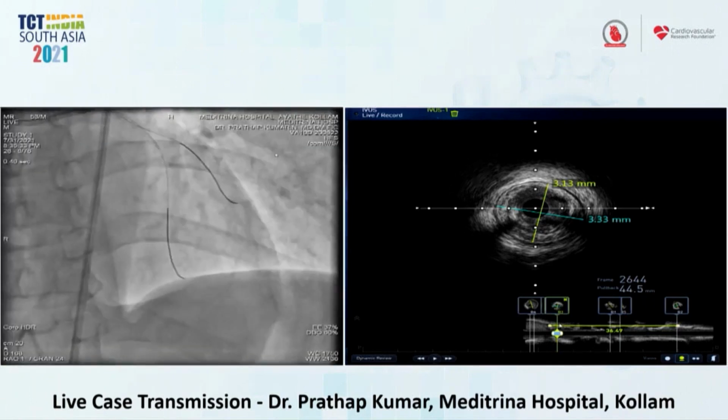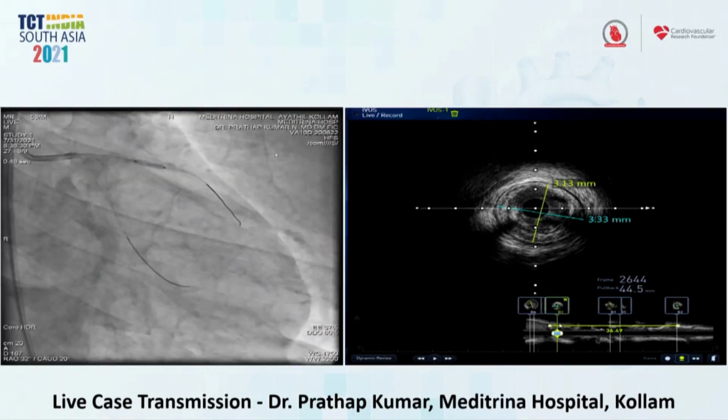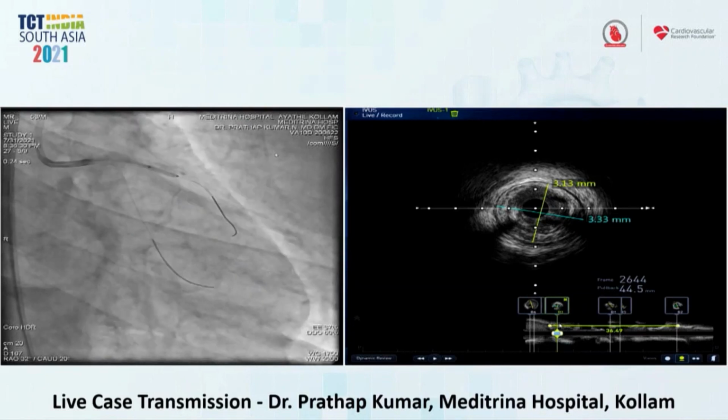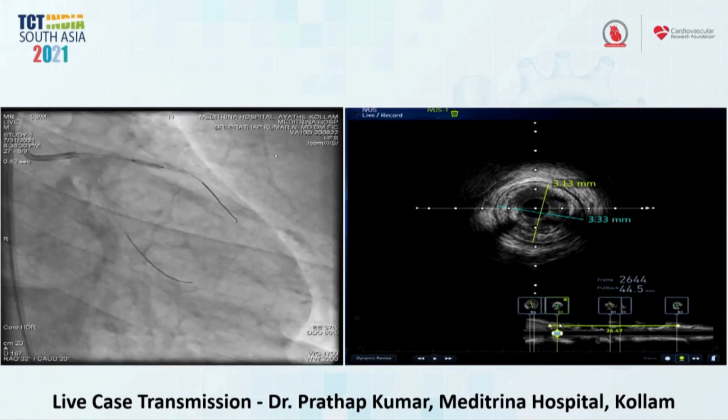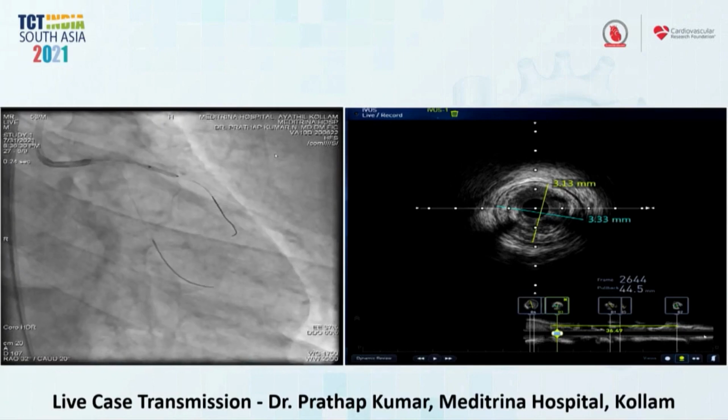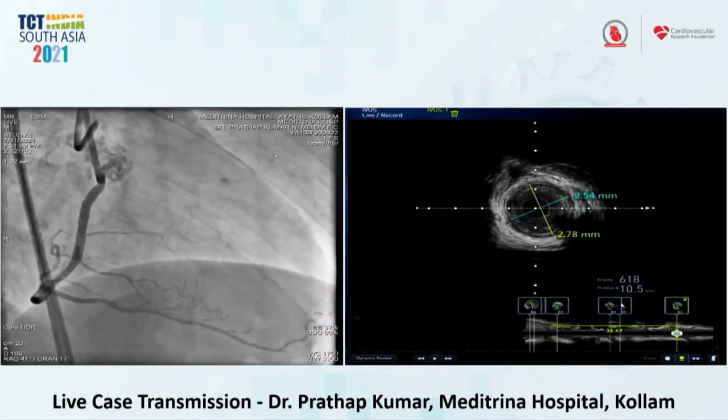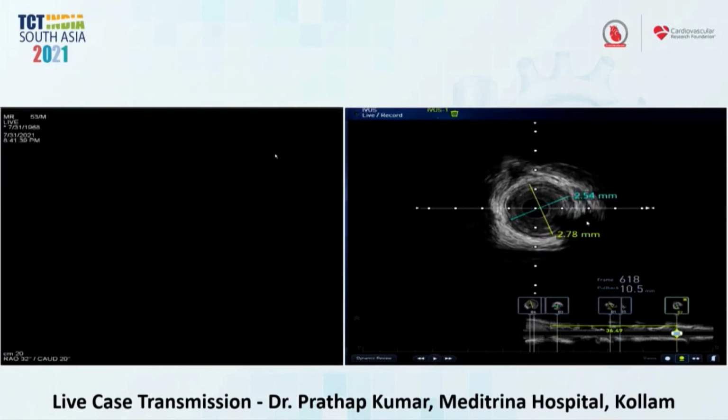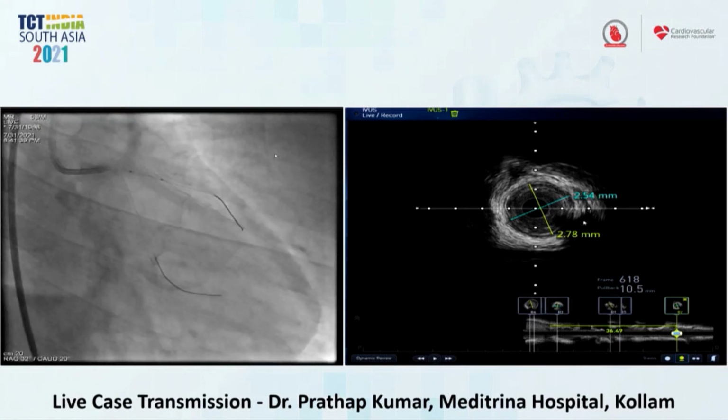Then we actually took an injection and saw that, because of the calcium, the nearly 180-degree calcium, we decided to take a cutting balloon. We took a Wolverine 2.5 because the distal vessel is only 2.75. We don't want to take a 3 or 3.5 because the distal vessel is only 2.75. We took a cutting balloon. Next. This is actually the position we are in now. We are actually doing a cutting balloon.